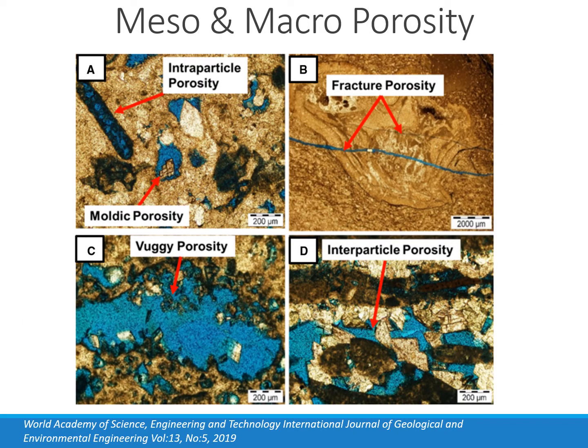When we look at the thin sections of the meso and macro porosity, we see the porosity in blue from the resin impregnation of the thin sections, and we see intraparticle and moldic porosity in A, in B fracture porosity, in C vuggy porosity, and interparticle porosity in D.